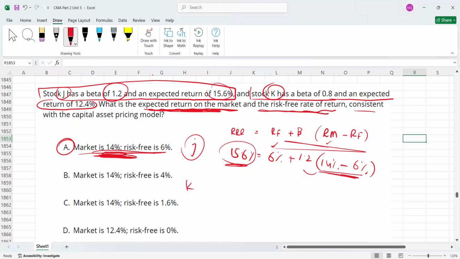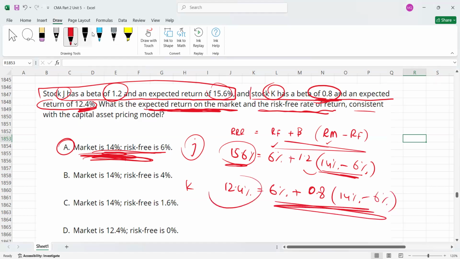So let's put in the values for K. For K, the required rate of return is 12.4%. So 12.4% equals the risk-free rate of 6% plus the beta. Oh, no, not this beta, I have to use the beta of K company. The beta of K is 0.8, and I'm keeping the market return at 14% minus the risk-free rate of 6%. If you solve this side and get 12.4, it means the option is correct, because with other values you will not get these answers. It means option A is the correct answer.